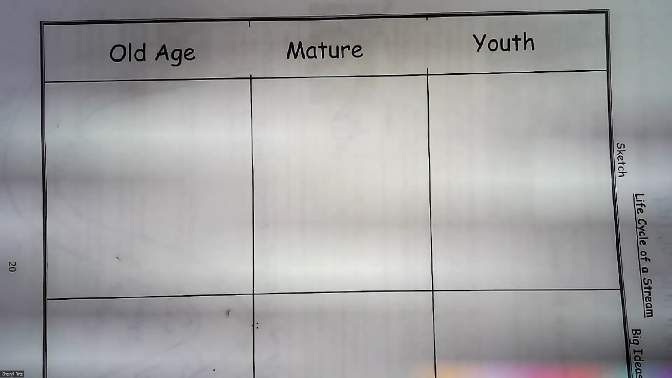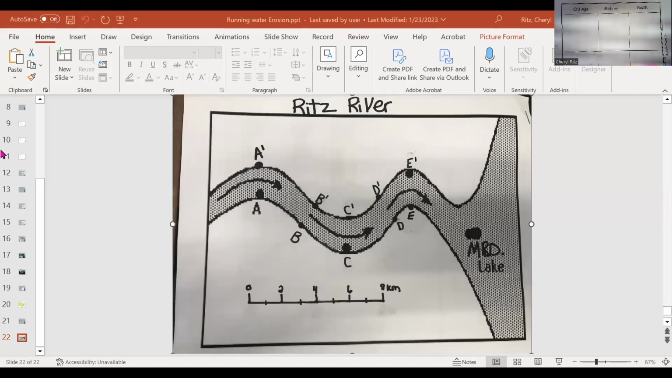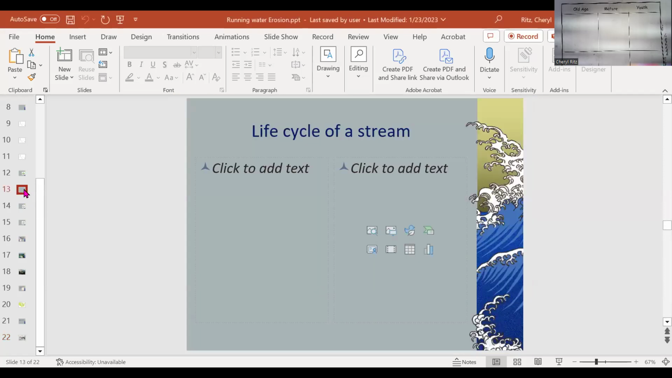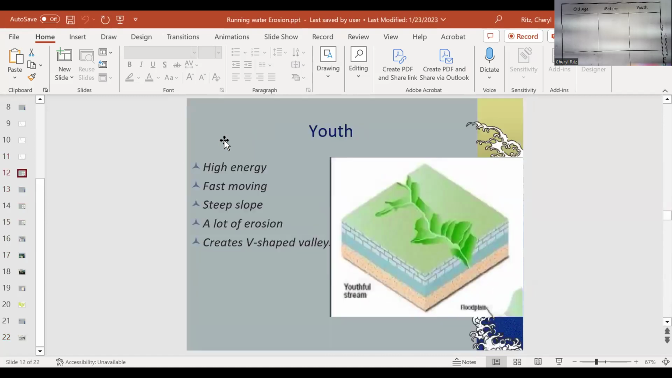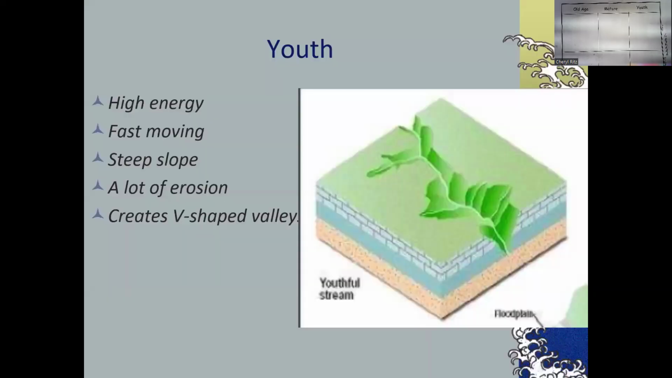So right here on page 20, we just need to get those notes and a quick picture. It's okay, I promise it's real quick. Oh no, except there's the youthful one. So a youthful stream, just like you youths, they have high energy. Page 20, sorry, I know we're jumping ahead. High energy, fast moving, steep slopes, lots of erosion. This is when those V-shaped valleys are created.